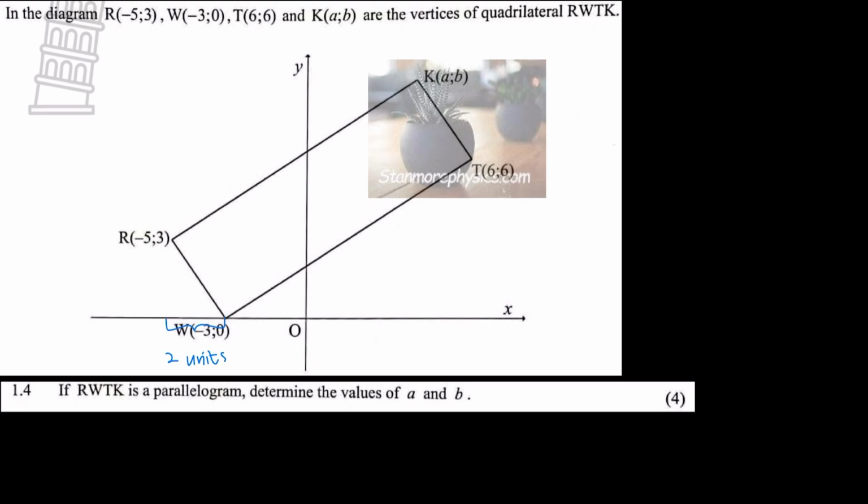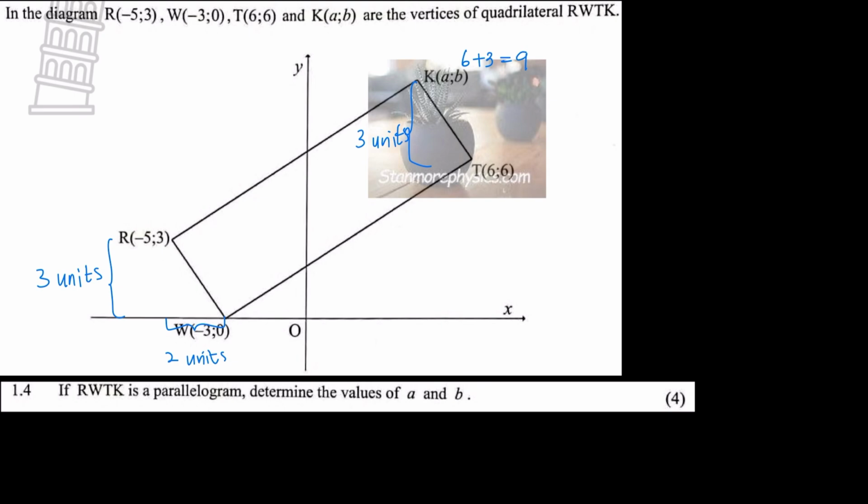So if I'm looking at just the x distance between R and W, that's 2 units. If I look at the y distance from R and W, that's 3 units. And if RWTK is a parallelogram, it means that those distances must be the same for the points K and T. So we can apply that on the top. So from K to T should also be 3 units vertical. So if T is 6, it means that A is going to be 6 plus 3, which is 9.